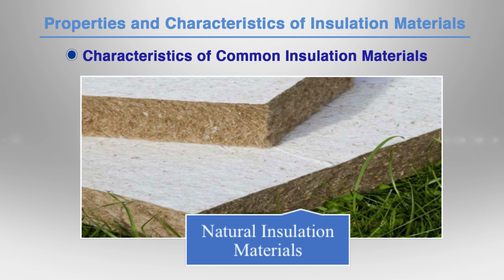Sixth one is natural insulation materials. Wool insulation is made from sheep wool. It has characteristics like being renewable, biodegradable and moisture regulating. It is used in wall and roof insulation.